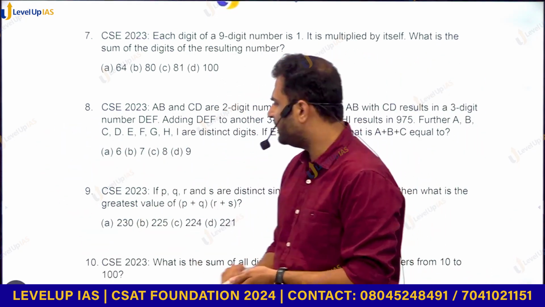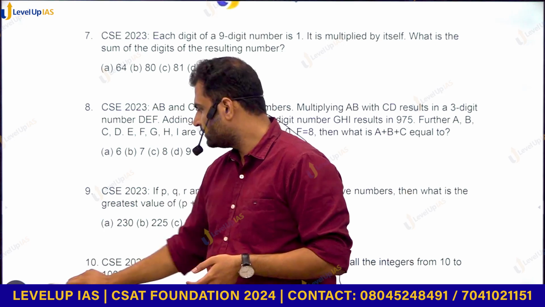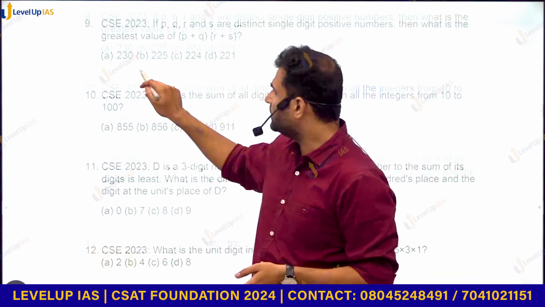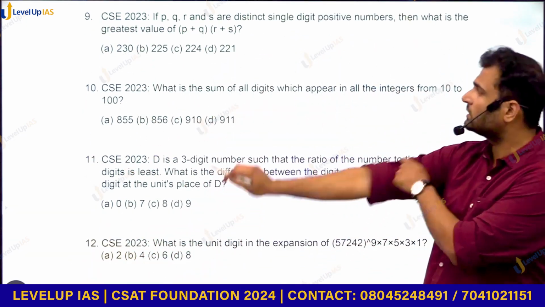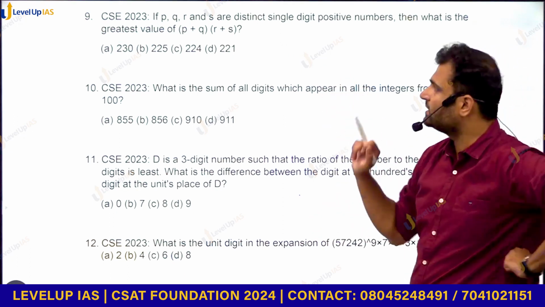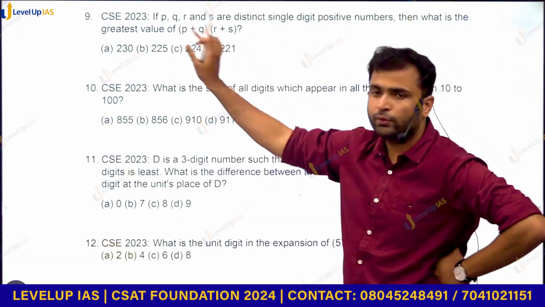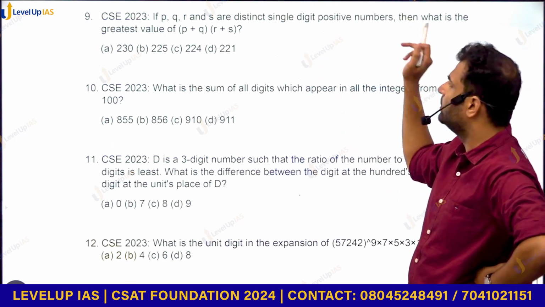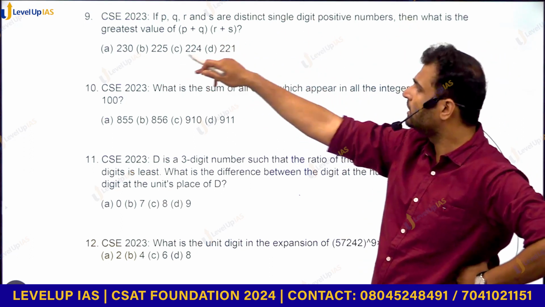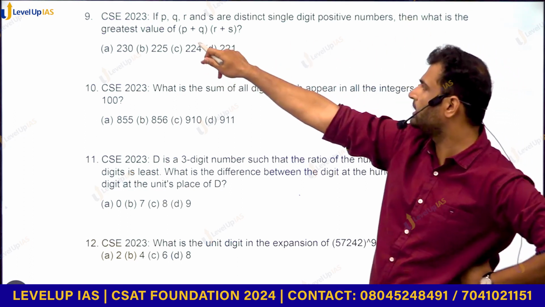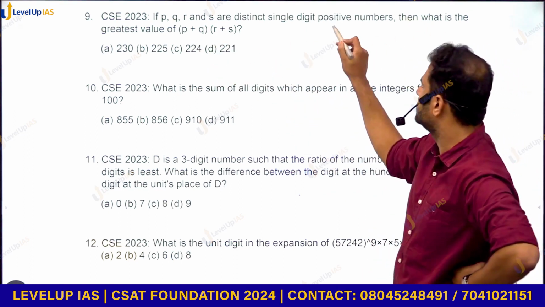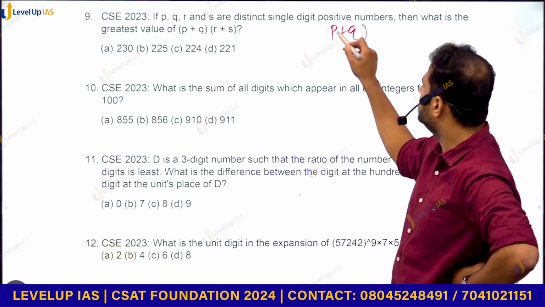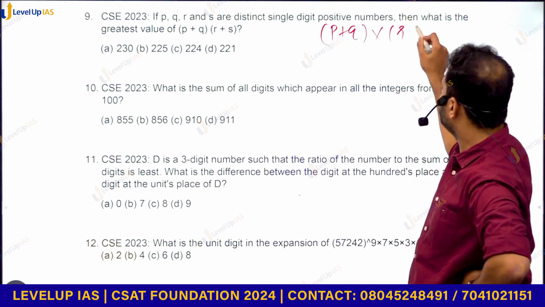Now this is again a very simple question, which I think most of the students solved correctly. We have 4 distinct single digit positive numbers, and we just want to find the greatest value of (P plus Q) into (R plus S). So we have P plus Q into R plus S.